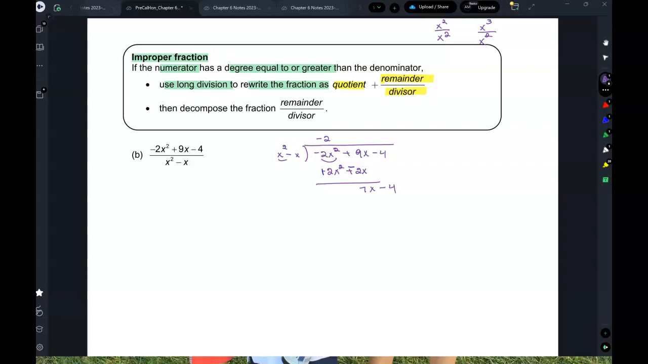So what does this turn into then? This turns into -2 plus 7x minus 4 over x squared minus x. Now you're just going to do the decomposition on this one. So remember, it's quotient plus remainder over this. So now you're going to decompose this.